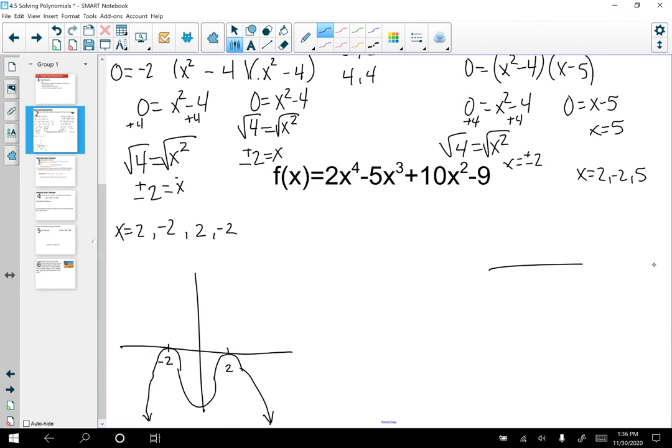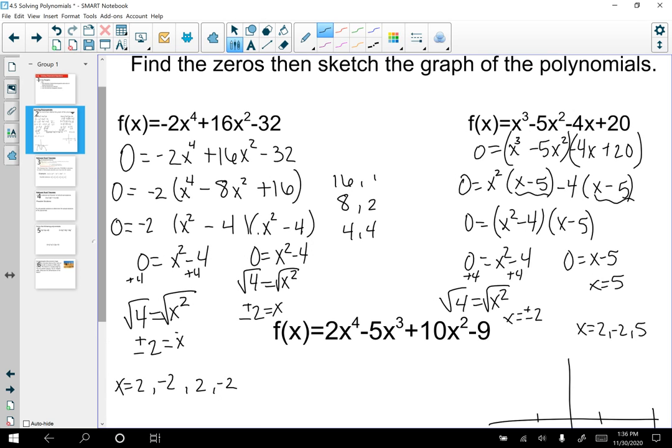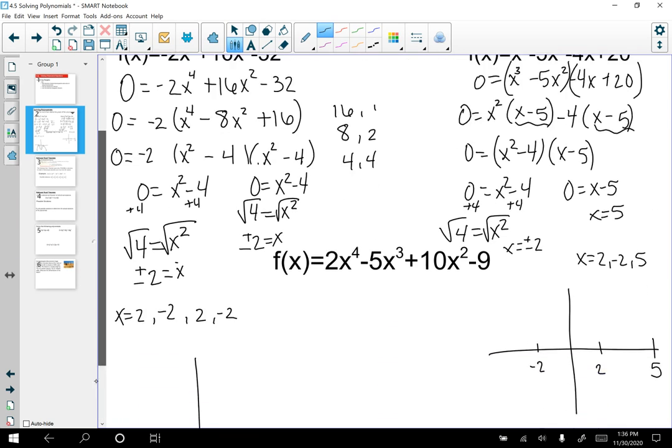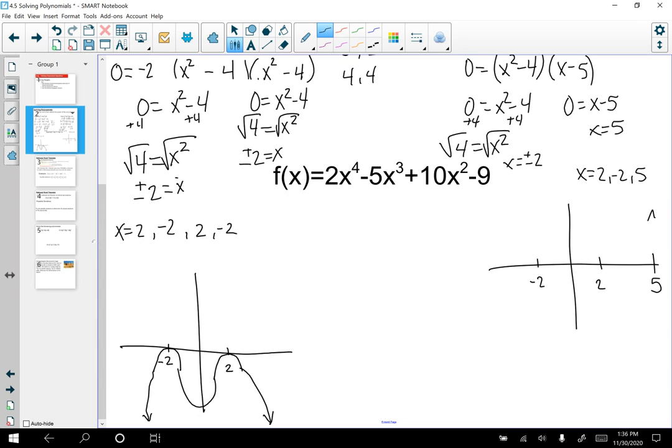So I can make a quick sketch here. I have a 0 at negative 2, positive 2, and 5. It was third degree, odd, and my leading coefficient here is positive. So I know it's going to end in the positive direction. And since it's odd, my end behavior is opposite. And there are no repeated zeros, so it will look something like that.